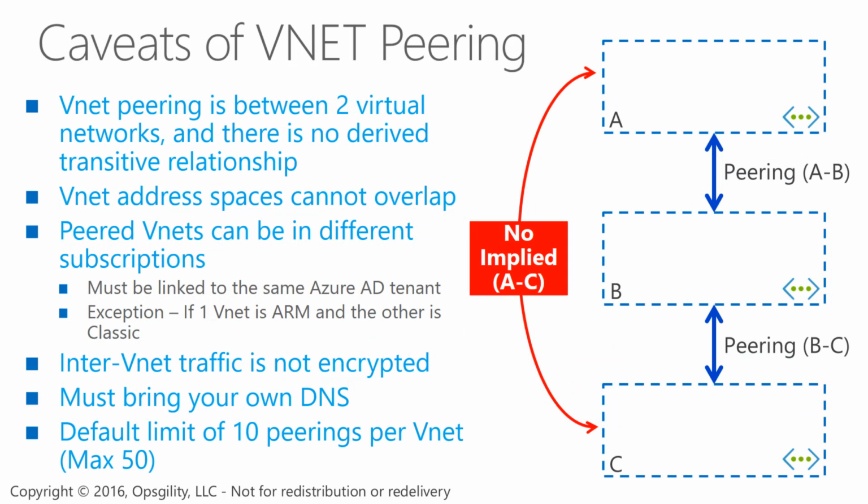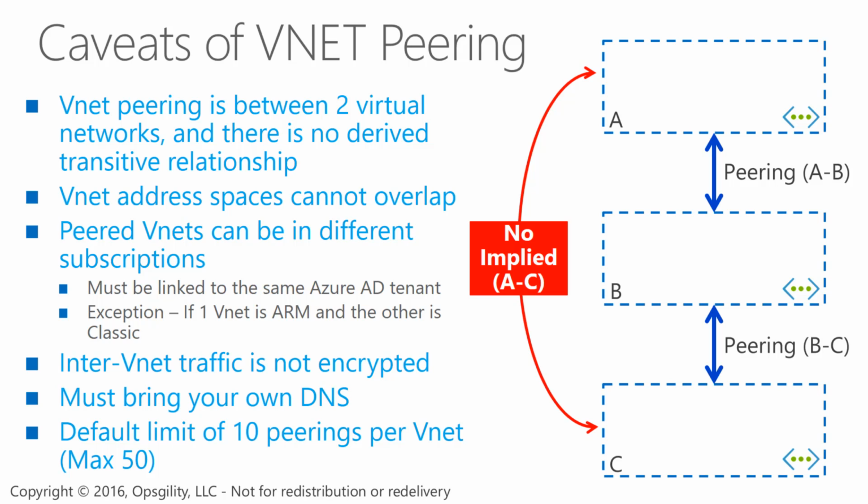So how about caveats? As with any technical solution, there are benefits and there are also caveats. So these are some things to keep in mind when planning for the use of VNet peering. The first one is that there is no transitive relationship implied between VNets that both connect to a hub VNet. You can see in the diagram here that A is peered with B and C is also peered with B, but this does not imply any connectivity between virtual networks A and C.